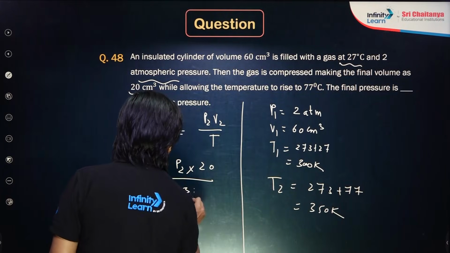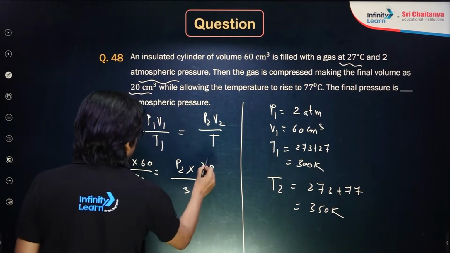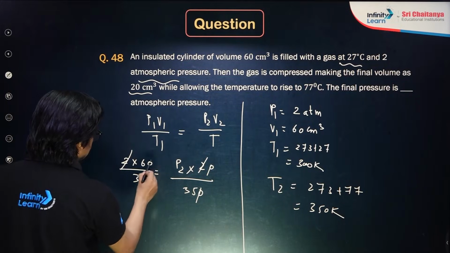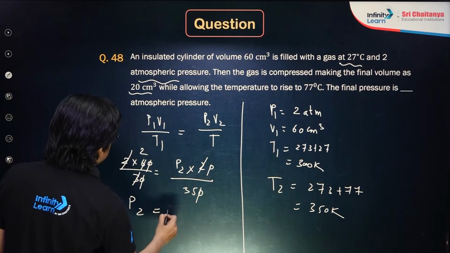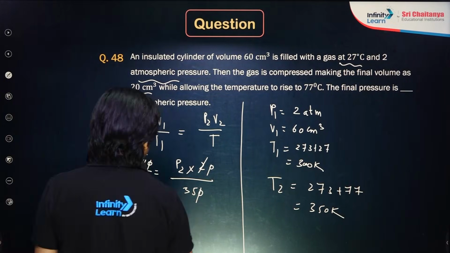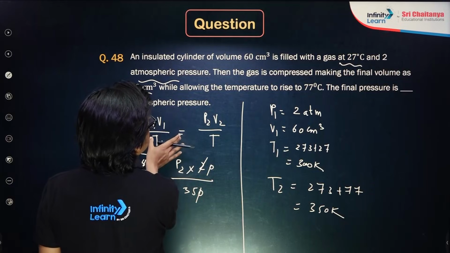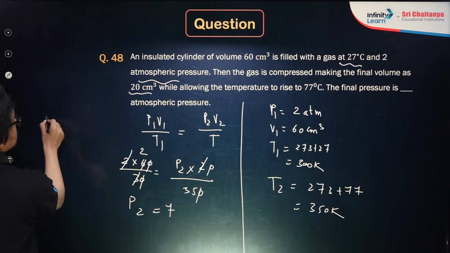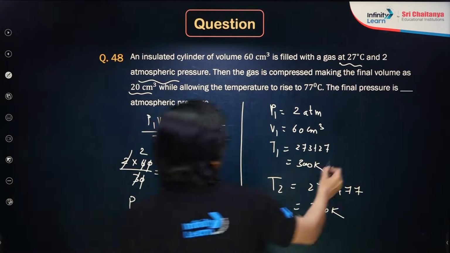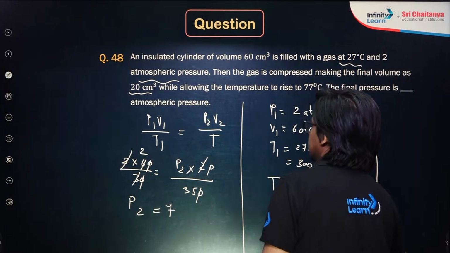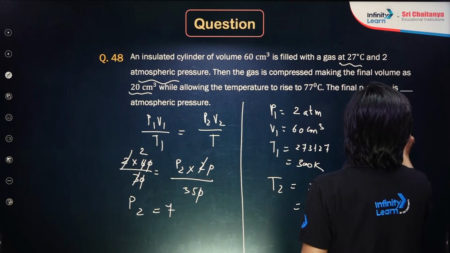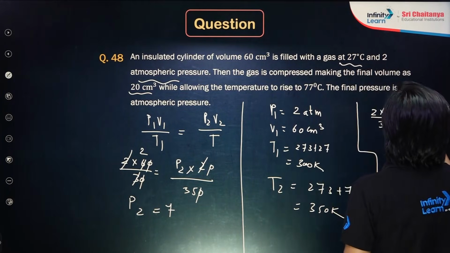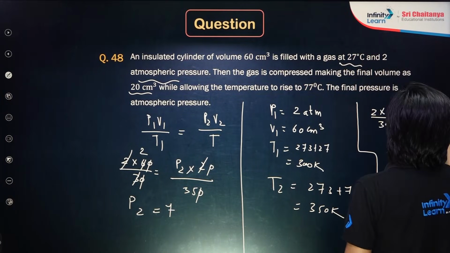You put here 350. The zeros cancel out. Okay, this P2 is actually equal to, one second, let me take this P1. P1 is 2 atmospheric pressure. So 2 into 60 divided by temperature, which is 300, equal to P2 into V2, V2 is 20, divided by 350.